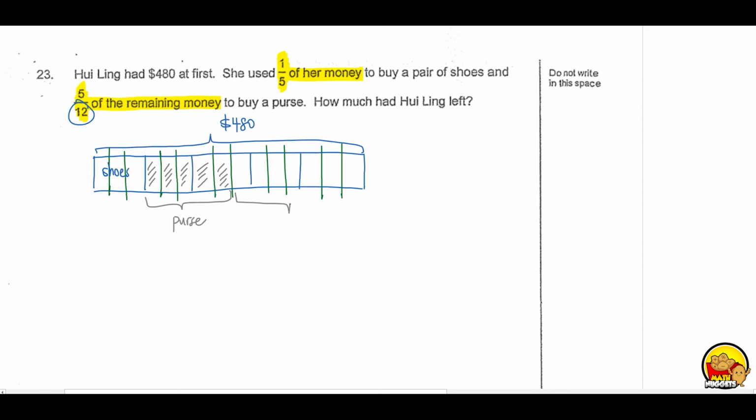So we're trying to find her leftover, which is here. So what we need to do is just to take 480 divided by, we have a total of now 15 units. So 32 is 1 unit. Leftover we have 1, 2, 3, 4, 5, 6, 7. We have 7 units left. So 7 times 32 is $224. That's the answer. Hui Ling had $224 left.